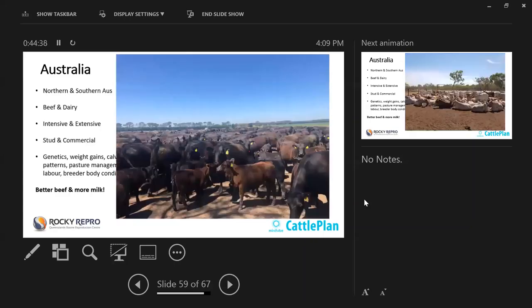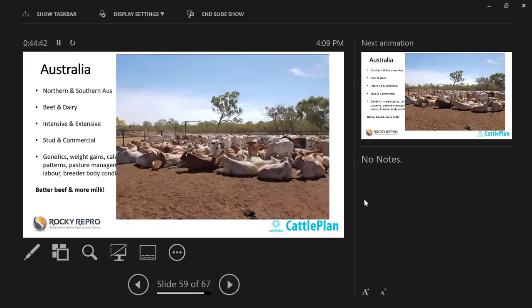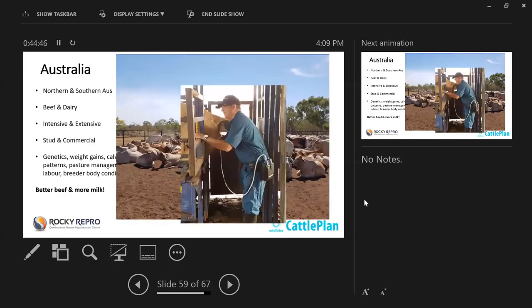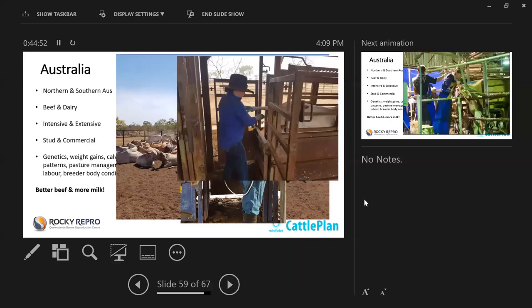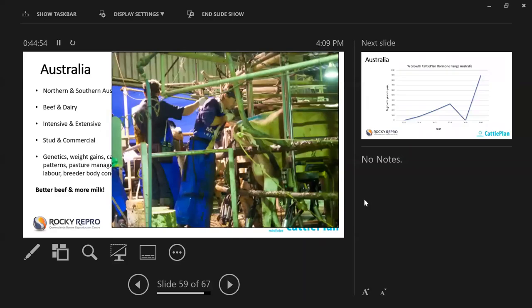So we've done work in southern Angus herds, in northern Brahman crossbred herds, beef, stud and commercial. We've done veterinary training sessions up here in Queensland, doing trial work in Queensland here too, and this is some of our dairy trial work down in Victoria.